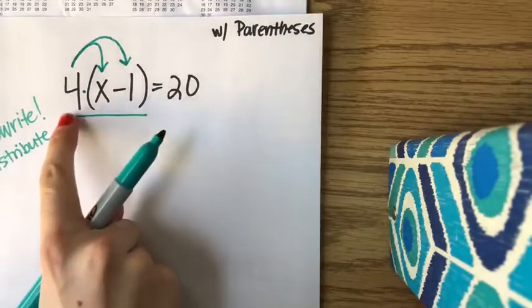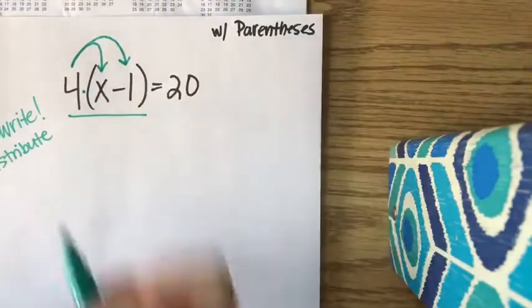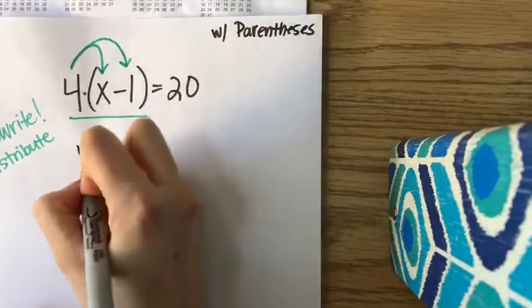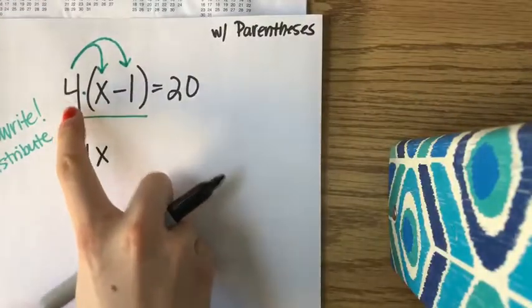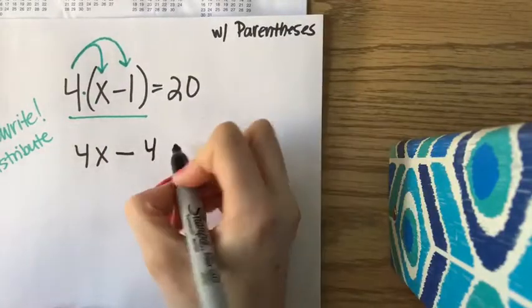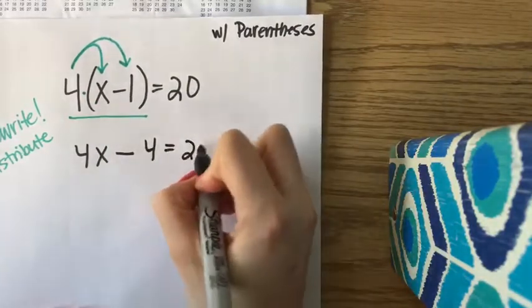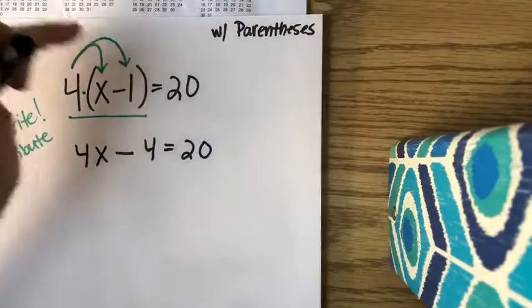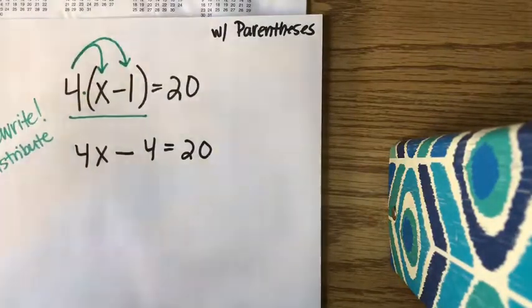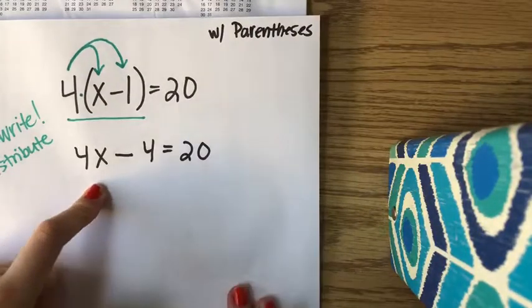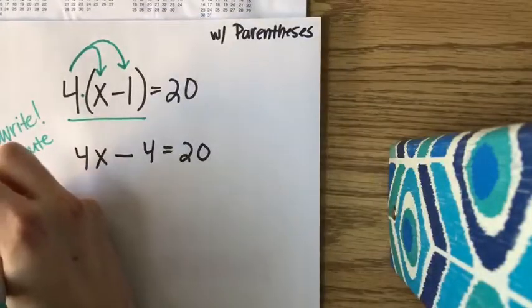So when I do that, I have 4 times x, which is 4x, and then minus 4 times 1, which is 4. And that is still equal to 20. I've just rewritten how this side of the equation looks, but I haven't changed how it's balanced. Now I have a two-step equation that I know how to solve. So now I'll solve it.